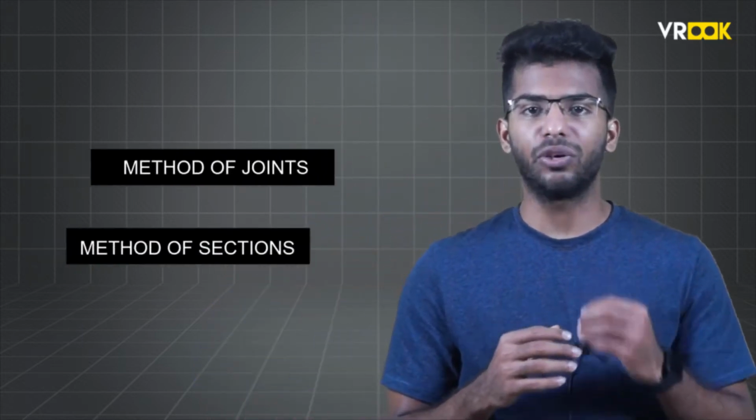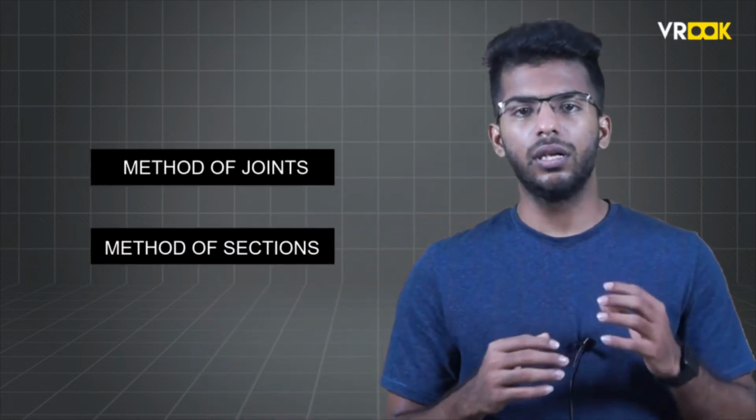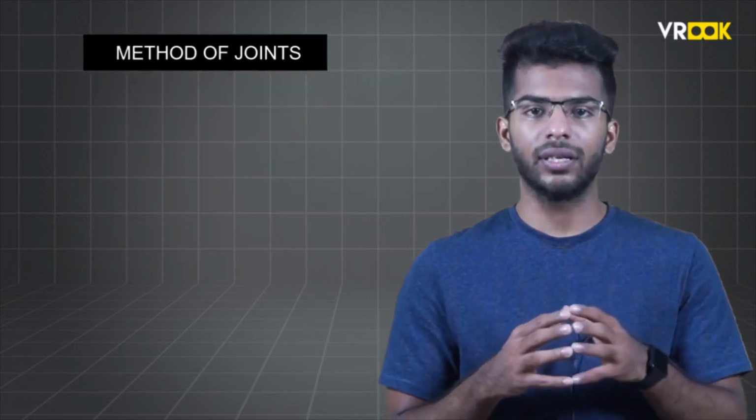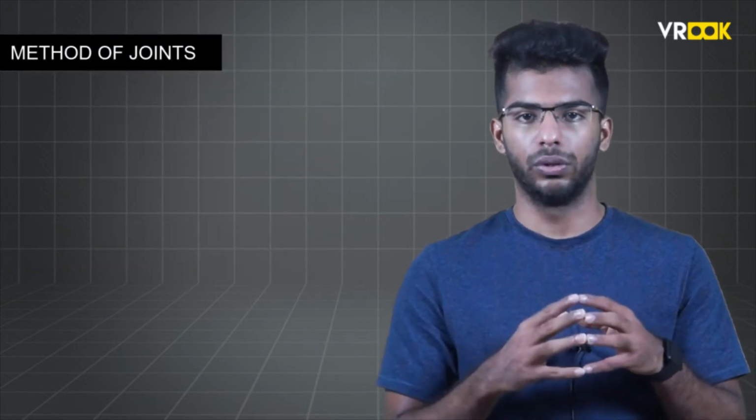We need to analyze the truss to know the support reactions and internal forces in the members of the truss. There are two ways to analyze a truss. They are method of joints and method of sections. Let us learn about the method of joints and the steps to be followed.